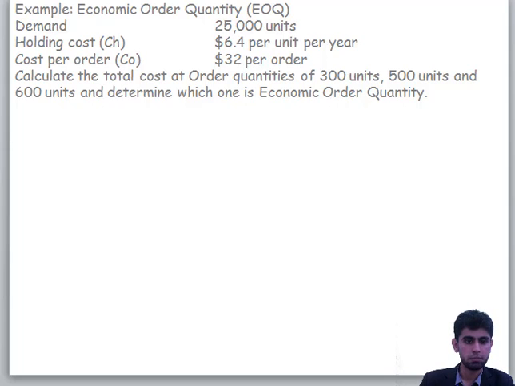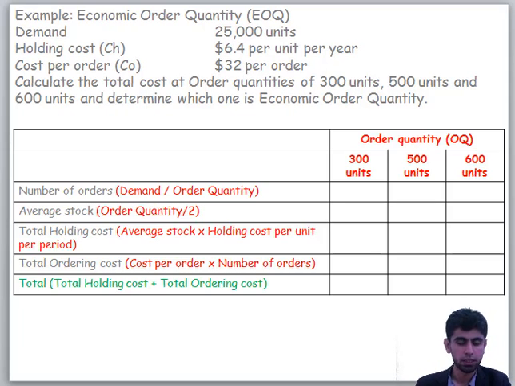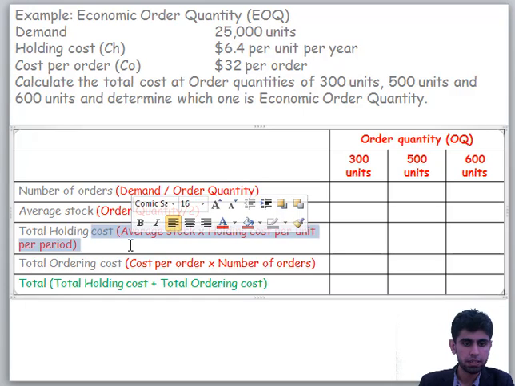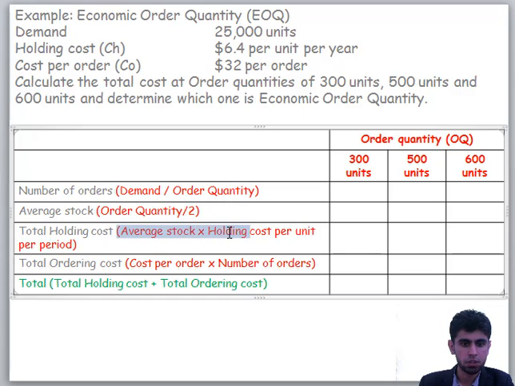I have already created a table that I'm going to use for this question. This is our table. Now we have to calculate the total cost at 300 units, 500 units and 600 units. To calculate the total holding cost, this is the formula that I gave you before: total holding cost is average stock times holding cost per unit per period. I'm sure you have memorized it by now. And the total ordering cost is cost per order times number of orders.